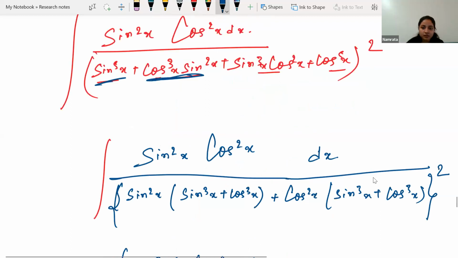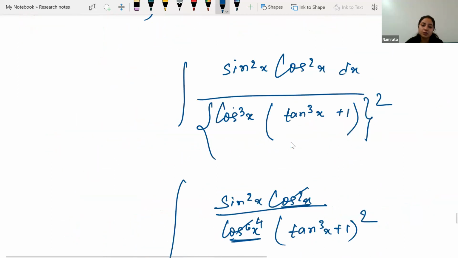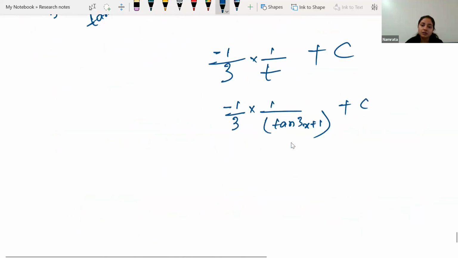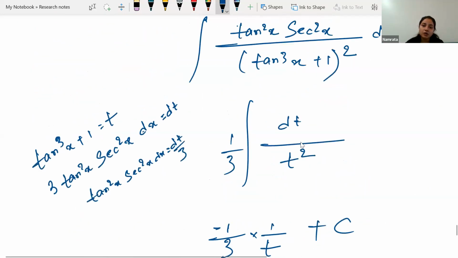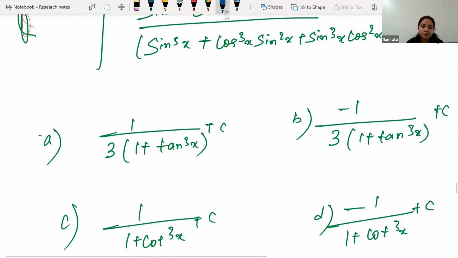So we are getting this is the right option. Can you see? B. We are also getting negative in the numerator. We are also getting 3 in the denominator. Then 1 plus tan³x we are having in the denominator. So can we say option B is the right option? Yes or no? Yes, ma'am. Is it clear? Any confusion so far?